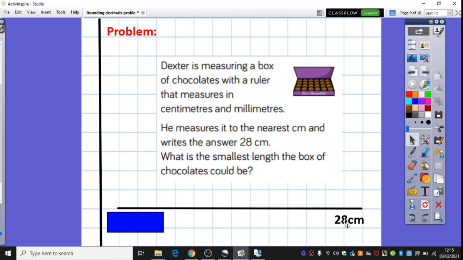We may have 27.6, but we can go lower than that. The smallest number is actually 27.5. Anything less than 27.5 would round down to 27. We can see here we've got the whole number of 27, and when we look to the column to our right, it is a 5, which tells us we have to round up. 27.5 is the smallest length the box of chocolates could be, 27.5 centimetres, not 27.51 or 27.52. The smallest would be 27.5.